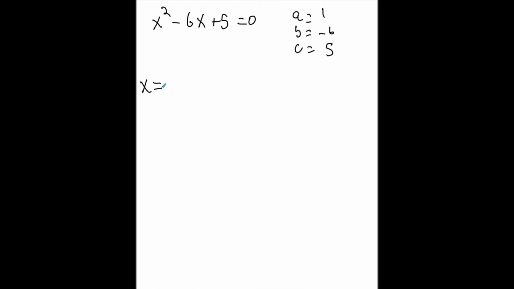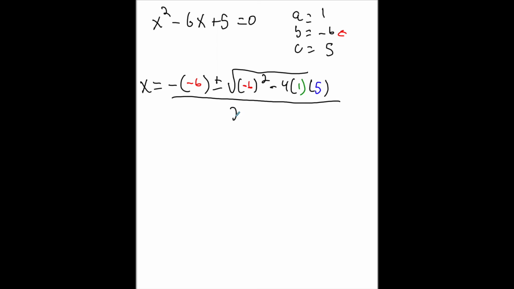So here I have negative b, which is negative 6, plus or minus the square root of b squared again, minus 4 times a times c, all divided by 2 times a.